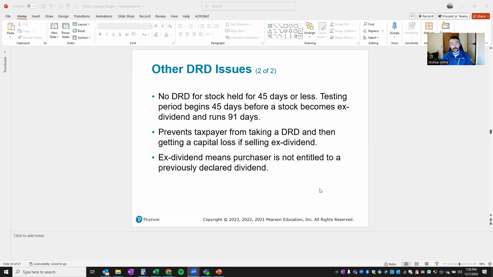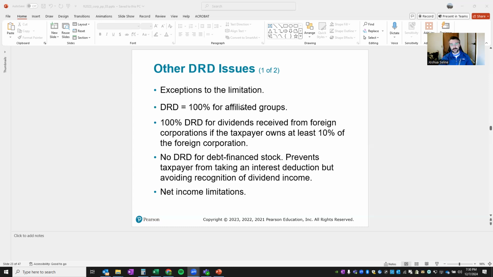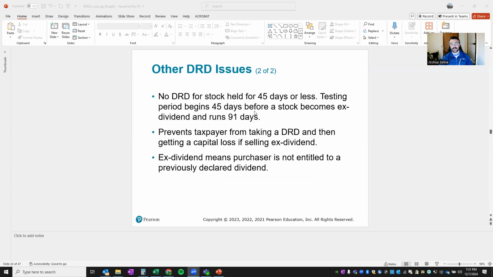Other issues, you don't get it for stock held for 45 days or less. That testing period begins 45 days before stock becomes ex-dividend and runs for 90 days. This prevents a taxpayer from taking a DRD and then getting a capital loss from selling the stock after the dividend. Ex-dividend means that the purchaser is not entitled to a previously declared dividend. You don't run into this one a whole lot. You do run into some of these. I've seen the 10% for a foreign corporation. Generally, people aren't receiving deductions for stock they've held less than 45 days, but it does exist.